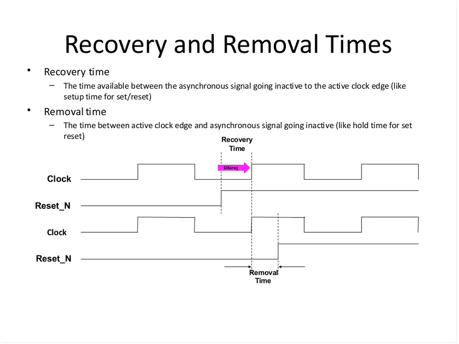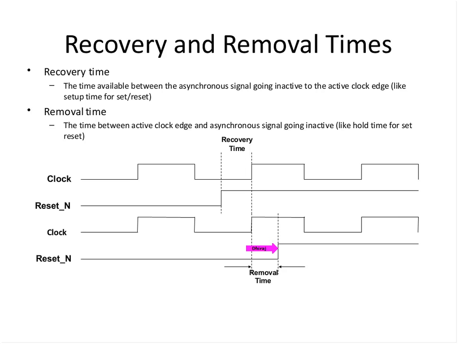This constraint is called the recovery time. It is very similar to setup. Removal time is similar to hold. That means it is the timing between the active clock edge and the asynchronous signal going inactive. The difference between recovery, removal, and setup, hold is this: setup and hold is for both the edges. There is nothing called active and inactive in the case of synchronous data signals. Both data going from 0 to 1 or from 1 to 0 will have setup and hold time.